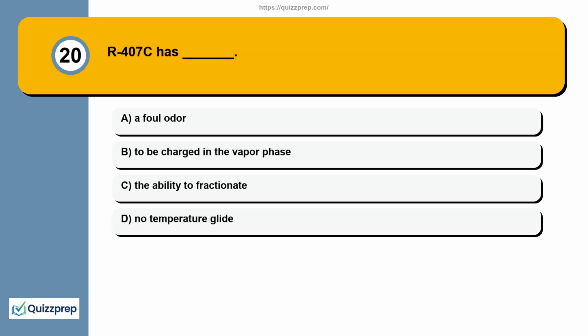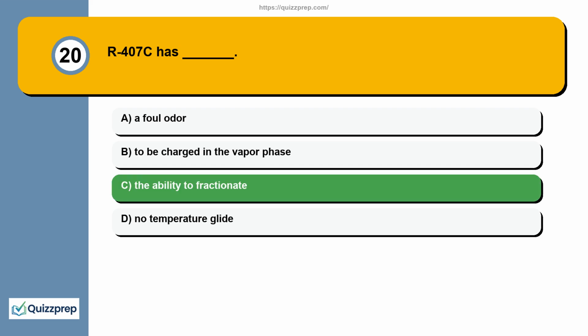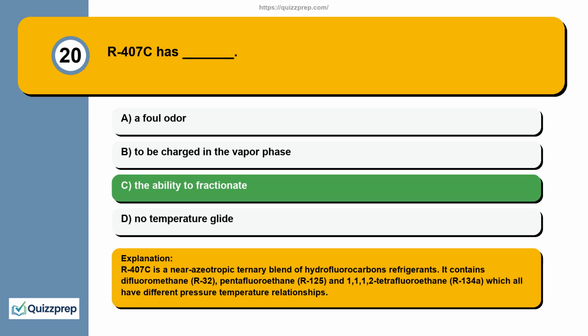Question 20. R407C has a foul odor, to be charged in the vapor phase, the ability to fractionate, no temperature glide. R407C is a near-azeotropic ternary blend of hydrofluorocarbon refrigerants. It contains difluoromethane, R32, pentafluoroethane, R125, and 1,1,1,2-tetrafluoroethane, R134a, which all have different pressure-temperature relationships.